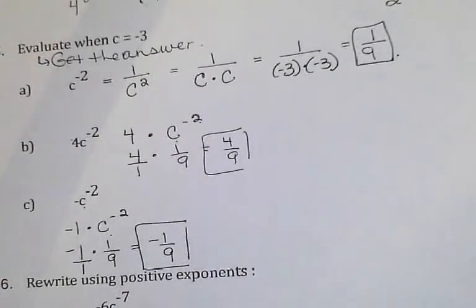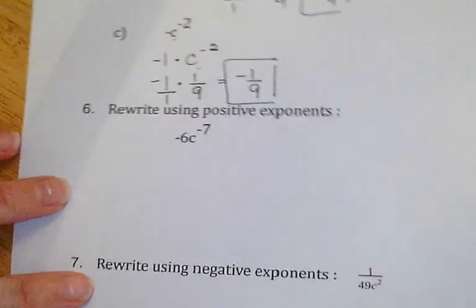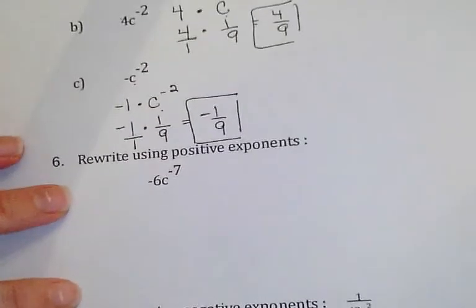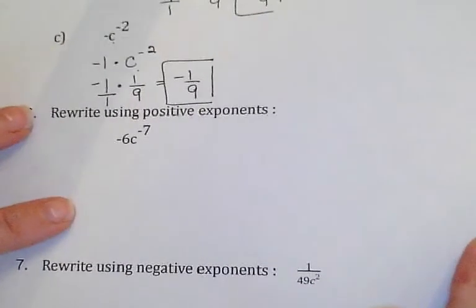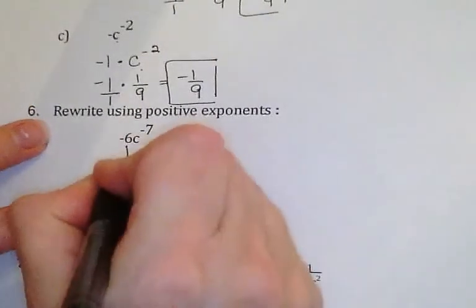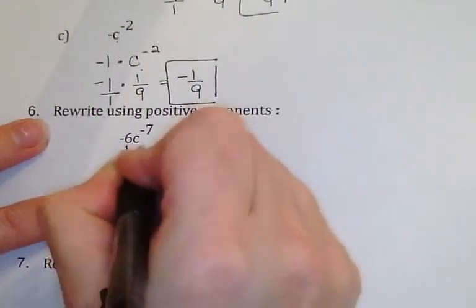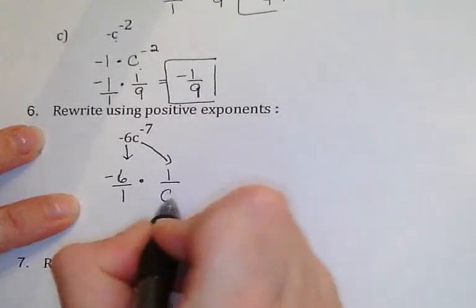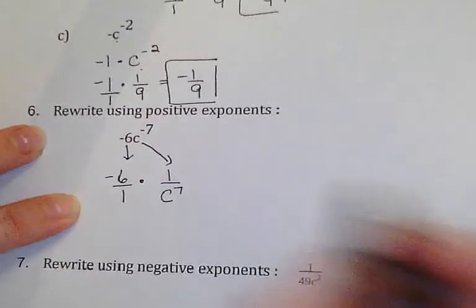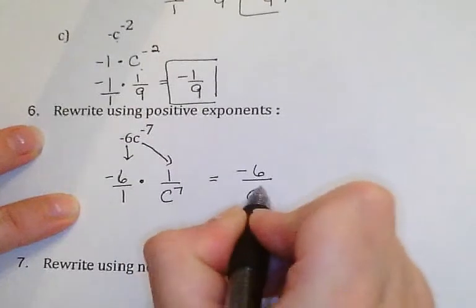Number 6. Rewrite this using negative exponents. Negative 6 over c to the 7th.